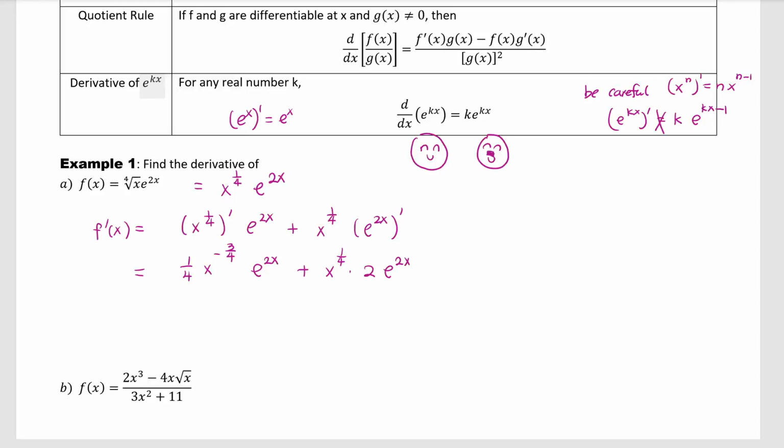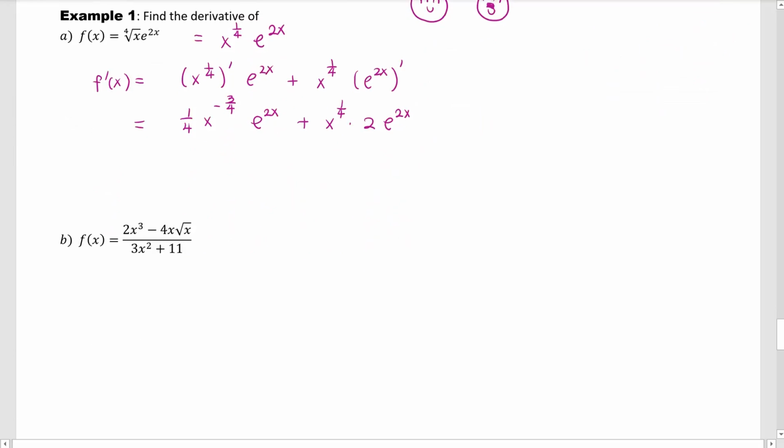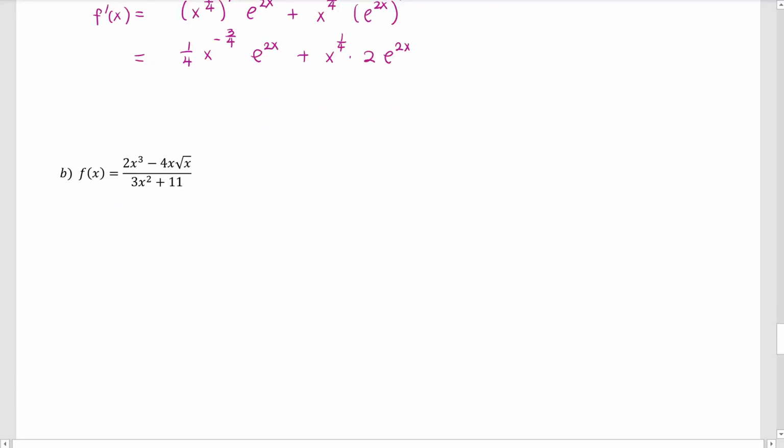So far, so good, everybody? You can see each step we only do one thing. All right, let's continue. Okay, part B. Are all the terms in the standard form? No, not this one. Okay, so let's change it into the standard form.